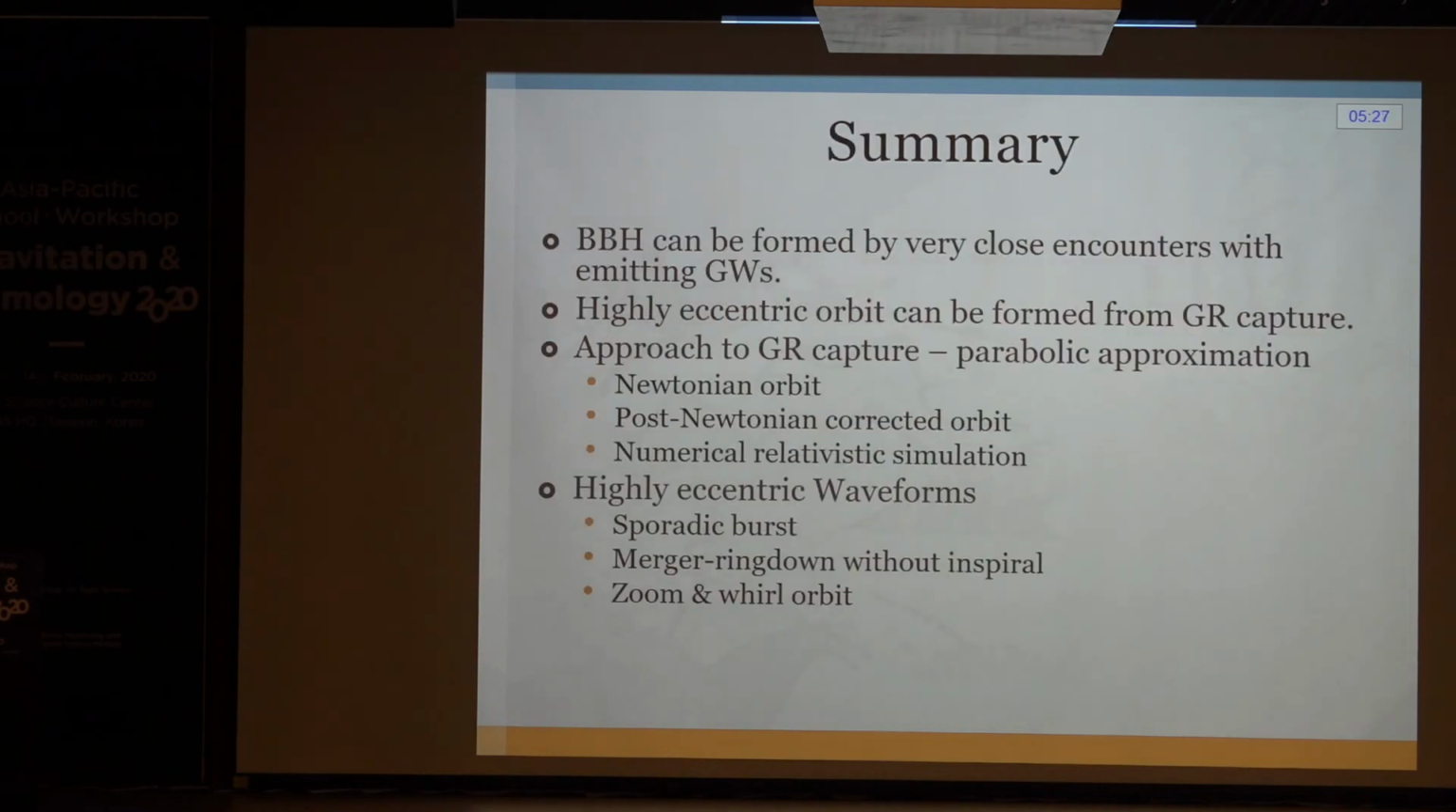Black hole binaries can be formed by very close encounters emitting gravitational waves, and highly eccentric orbits can be formed from GR capture. There are three kinds of approaches for GR capture: Newtonian orbit, post-Newtonian corrected orbit, and numerical relativity simulations. And we can expect new kinds of waveforms: sporadic burst, merger ring-down without inspiral, and zoom-whirl and so on.